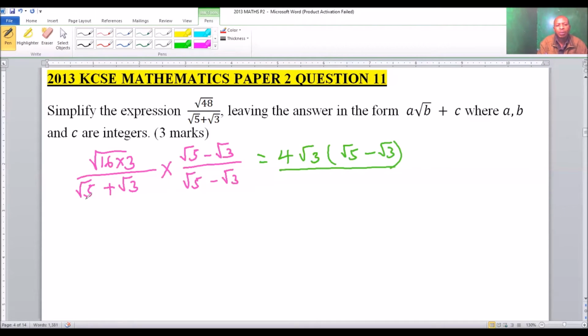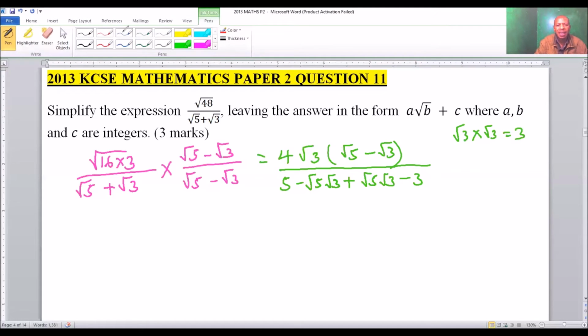Then for the denominator, you multiply root 5 times root 5, that will give you 5. Root 5 times minus root 3, that will give you minus root 5 root 3. And then root 3 multiplied by root 5, that will be plus root 5 root 3. And finally, we have root 3 multiplied by minus root 3 will give you minus 3. So if you multiply two identical roots, that is root 3 multiplied by root 3, that is supposed to give you a whole number.